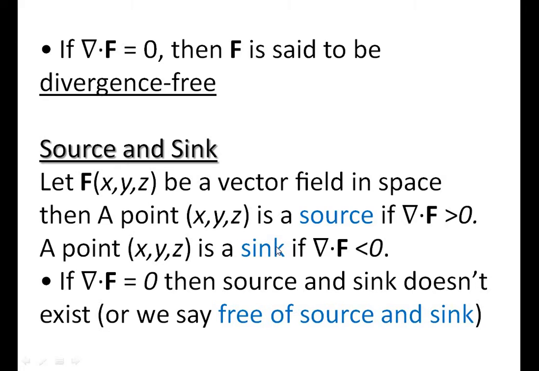Then the del dot f, that is the divergence of that vector field function, which is less than 0, that is a negative value at the point x, y, z, is called a sink. Next, if del dot f equal to 0, then source and sink do not exist. That is, the divergence of that function equal to 0, then we say that it is free of source and sink.